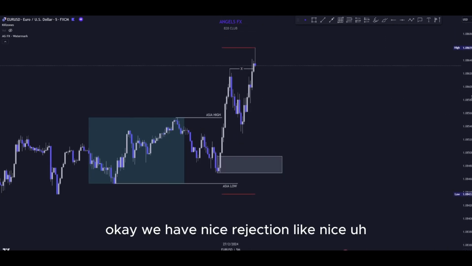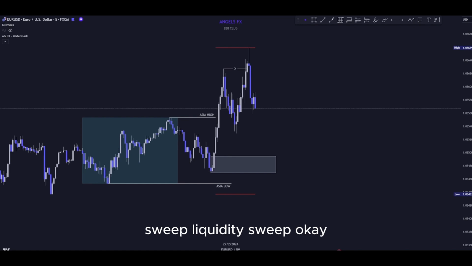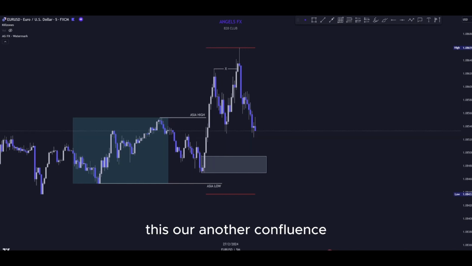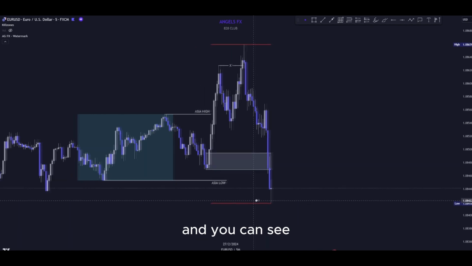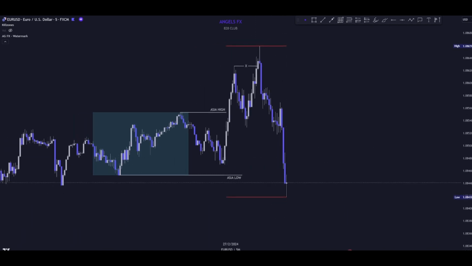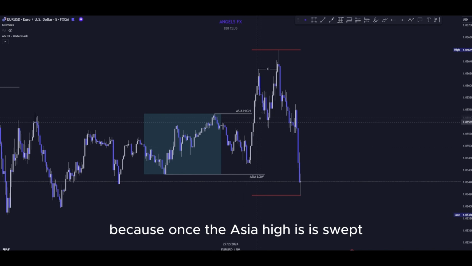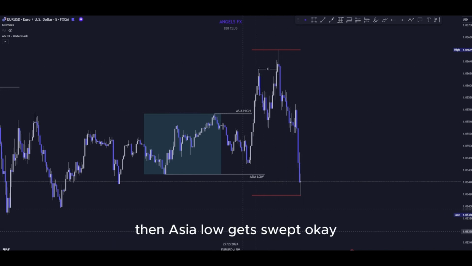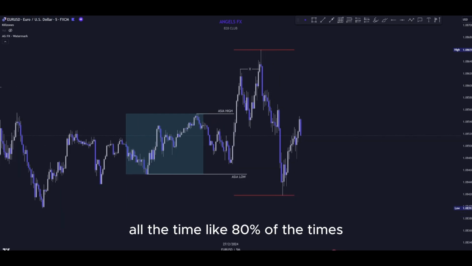Okay, we have a nice rejection, a nice liquidity sweep. This is another confluence, and you can see Asia low got swept. Why? Because once the Asia high is swept, the Asia low gets swept. Okay, all the time, like 80% of the times.